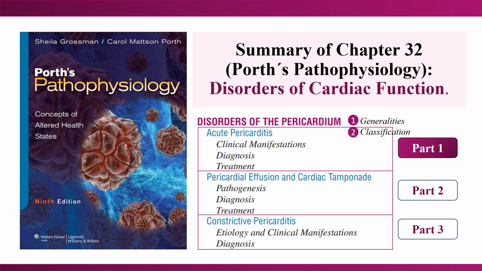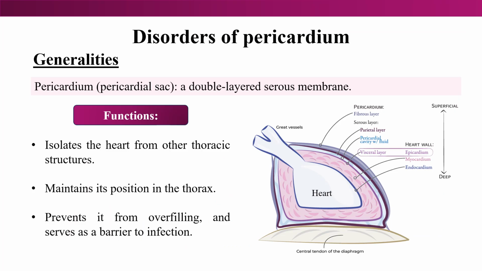Let's dive in. Generalities. The pericardium, sometimes referred to as the pericardial sac, is a double-layered serous membrane that isolates the heart from other thoracic structures, maintains its position in the thorax, prevents it from overfilling, and serves as a barrier to infection. So, the pericardium consists of 2 layers. A thin inner layer, called the visceral pericardium, that adheres to the epicardium, and an outer fibrous layer called the parietal pericardium, that is attached to the great vessels that enter and leave the heart, the sternum, and the diaphragm.